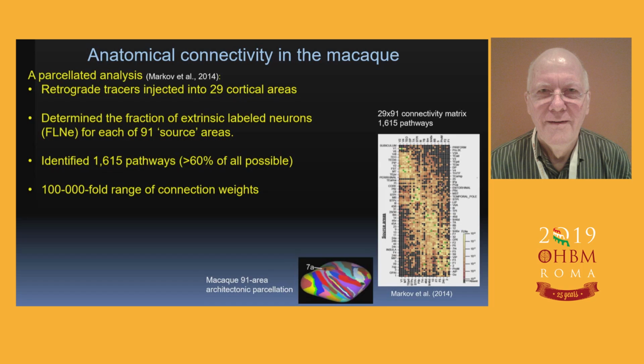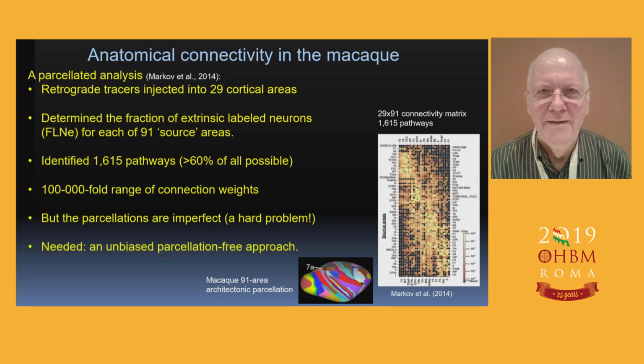But importantly, there was literally a 100,000-fold range of connection strengths from the very strongest to the very weakest for each of these connectivity profiles. And in addition, the parcellation is relatively coarse and not a complete, ground truth accurate parcellation. So in approaching this next stage of our analysis, we wanted to use an unbiased, parcellation-free approach.